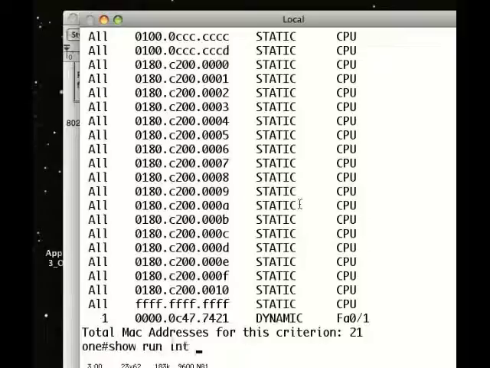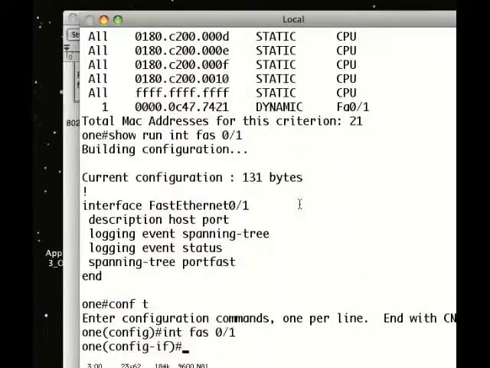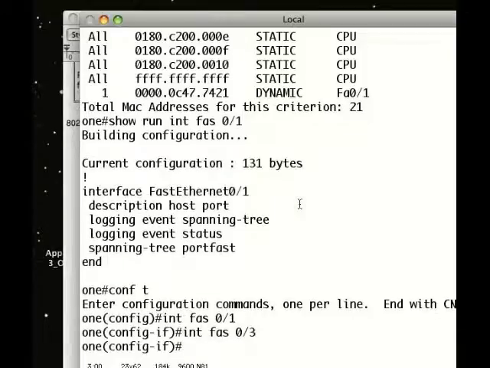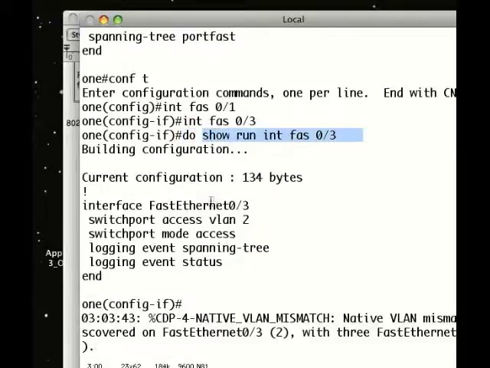Show run int fast 0/1, conf t, int fast 0/1. Actually, int fast 0/3 is the port going to switch 3. Do show run int fast 0/3. Note that was interesting. That's the do command. You can be in interface configuration mode and type in do and then something. If it's a modern device, and the 2960 is modern enough, it will do whatever you do as if it were from exec mode. So I can do a show run while I'm in interface configuration mode.